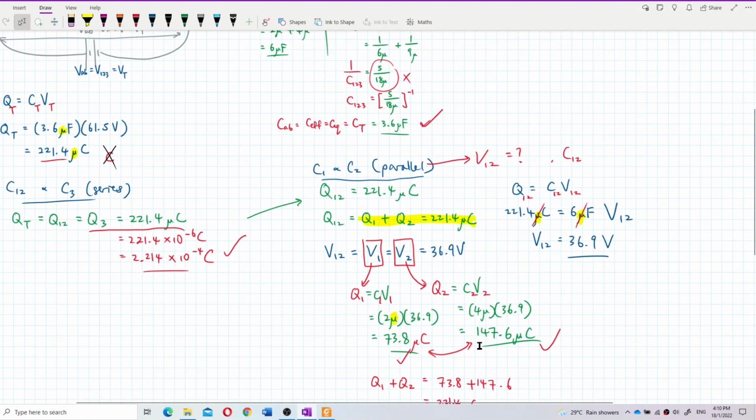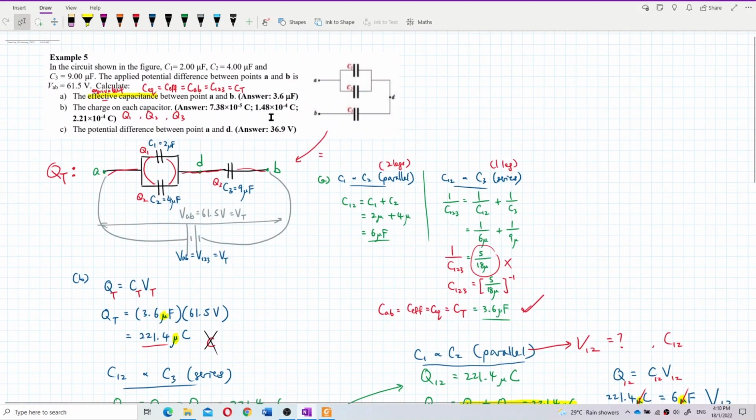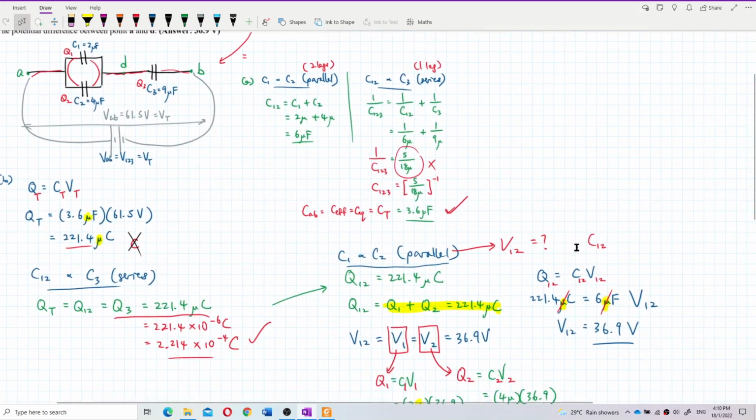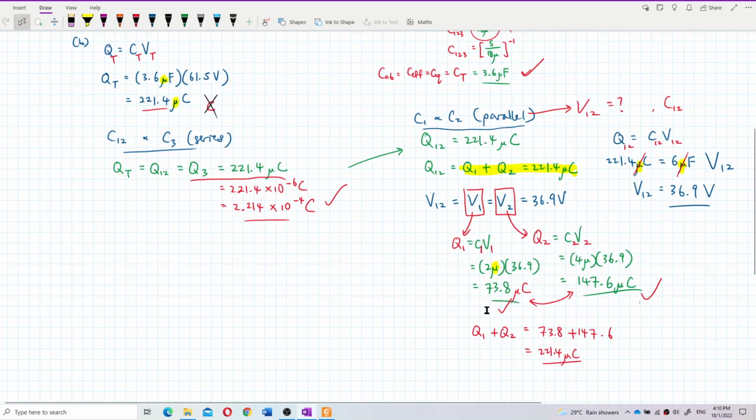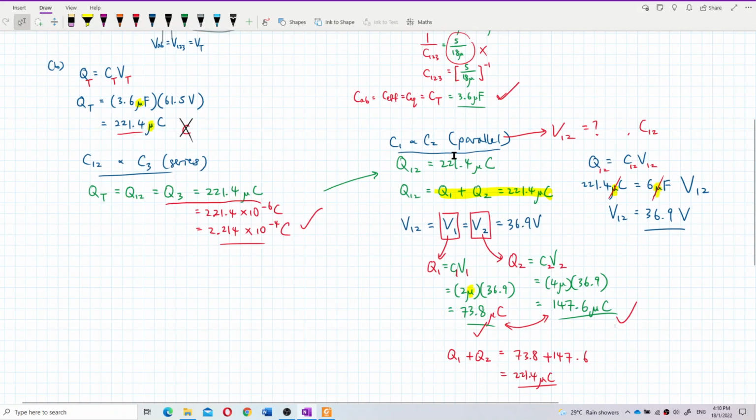And then this is 147.6, 148. Almost correct. So my answer is correct. I got the answer already for Q1 and Q2. I always stick to the relationship of charge. If parallel, the charges add up, but the voltages are equal. For a parallel circuit, the voltage is equal. And I always use Q equal to CV to find all their individual values.